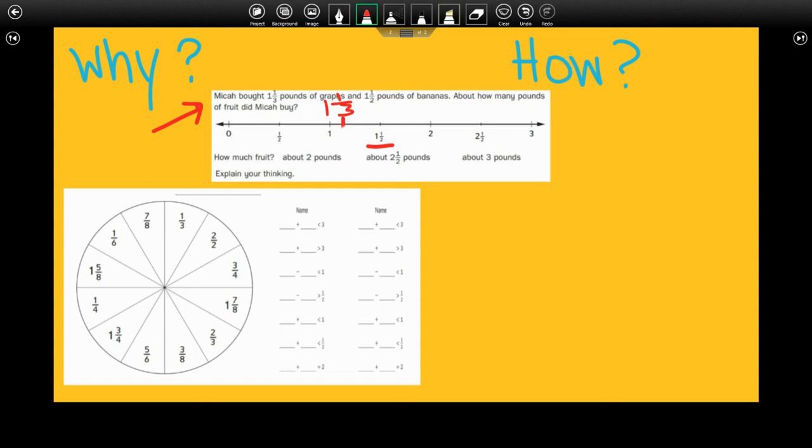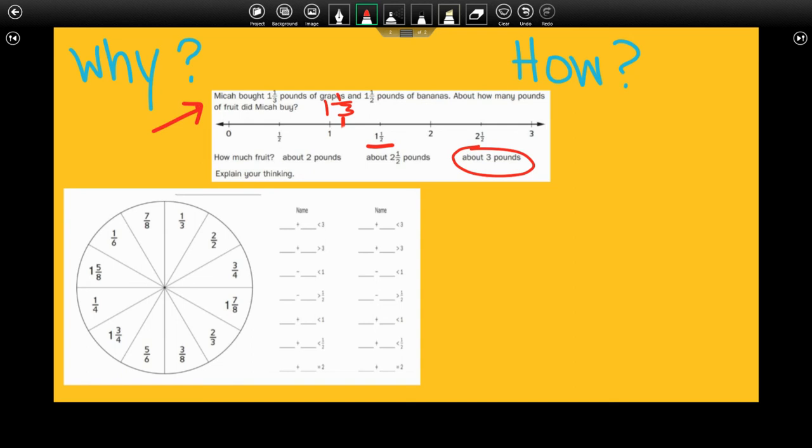Well, I already have the 1/2. Or is it going to be about 3 pounds? So think in your mind, what is it closest to? And you're probably going to lean towards about 3 pounds. So now we have to explain our thinking. So how would we do that?